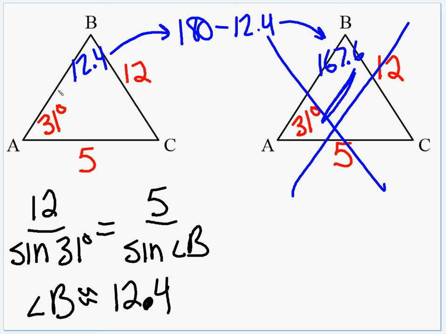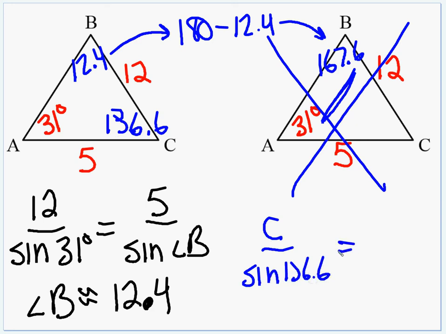So now we can just go back and finish off the triangle that we started over here. So we've got angle A is 31, angle B is 12.4. If we subtract, we'll get 136.6 for angle C. And then if you set up C over the sine of 136.6, that's equal to 12 over the sine of 31. Cross multiply and solve there, and you're going to get side C is about 16. C is approximately 16.